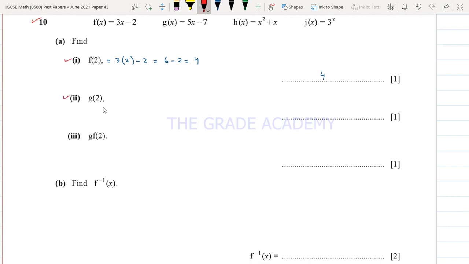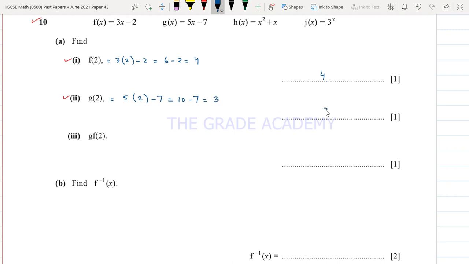So now second part, g of 2. Now we have to evaluate this function g at x equals 2. So we have to replace x over here with 2. So we get 5 times 2 minus 7, which is equal to 10 minus 7, which is 3.